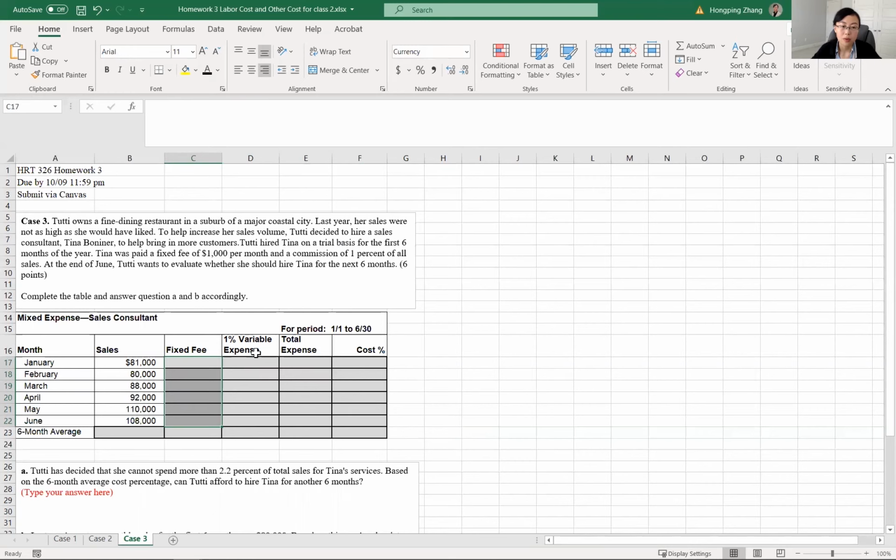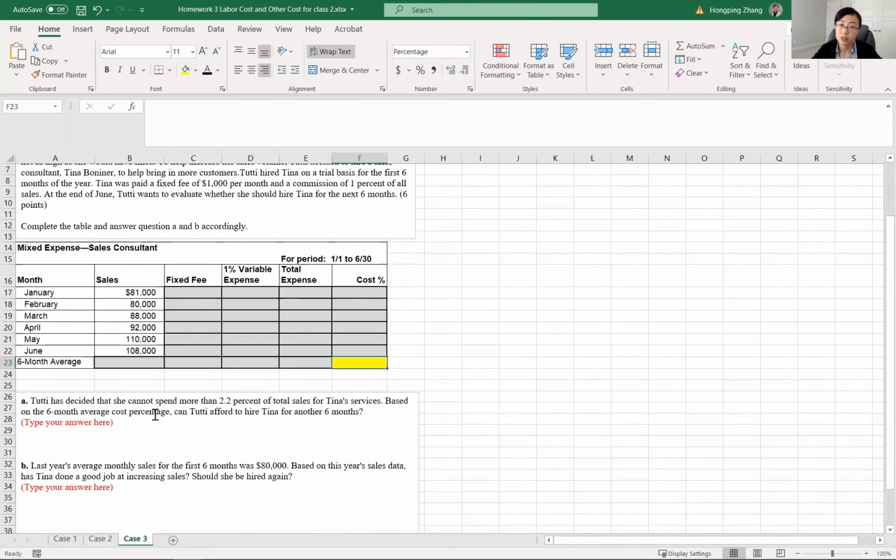And then we have a 1% variable expense each month. Therefore, you use the sales times 1%, which will give you this column. Therefore, you put the fixed part together with the variable part, which will give you your total expense. Your total expense then will help you calculate the cost percentage, because eventually this is the number that we want to calculate down here to answer this first question.